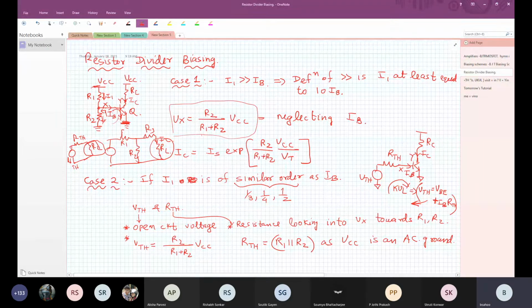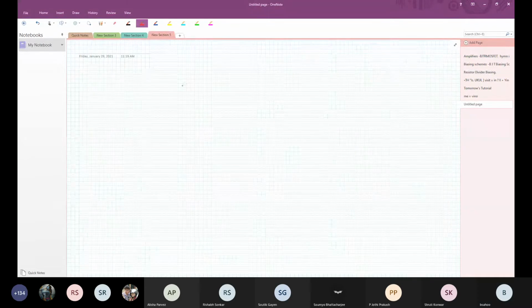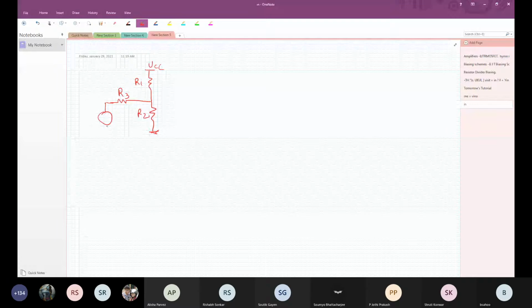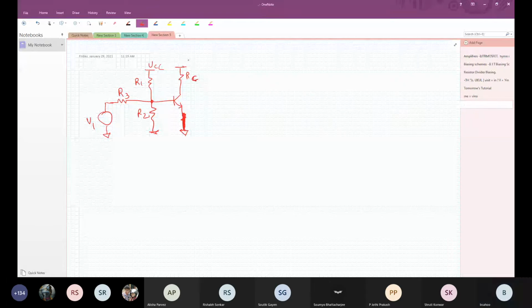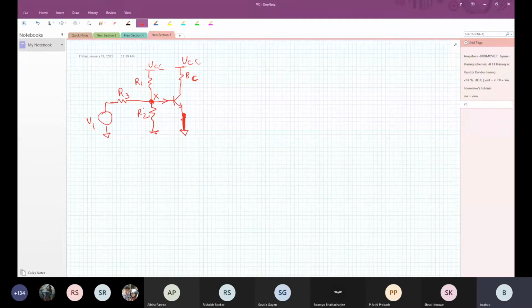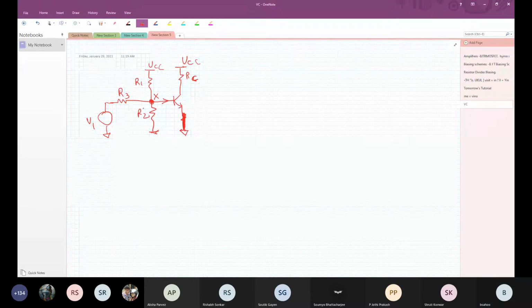Okay, so let me see how many of you can do this. I'll just give a variation of that problem. Somebody biased a transistor like this. R1, R2, R3. Sorry, this is a short. RL, RC, VCC. What is Vx, if IB is not negligible compared to any of the currents flowing in R1, R2, and R3? Can you tell me? Guys?